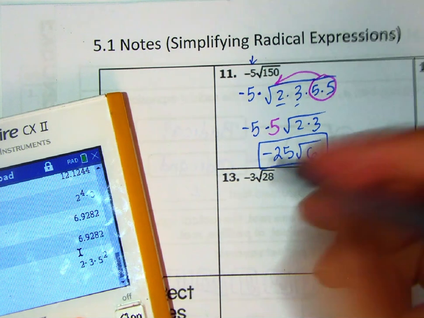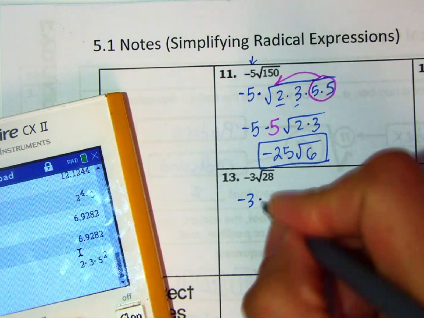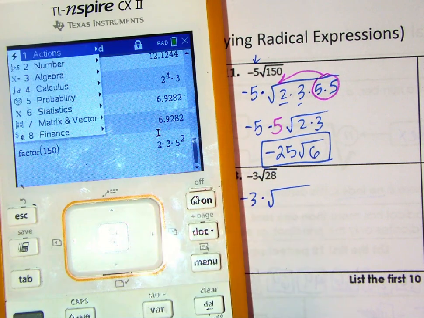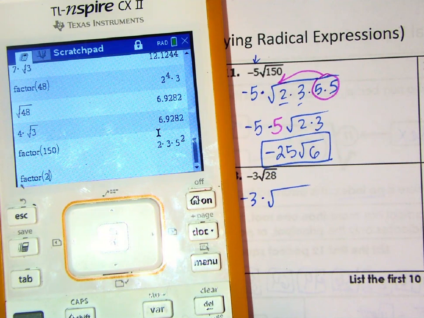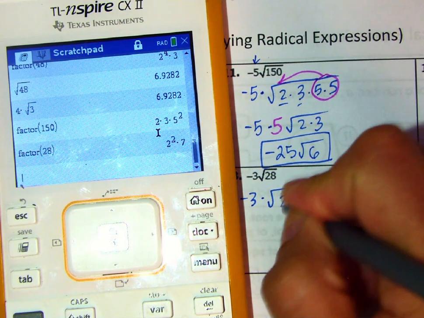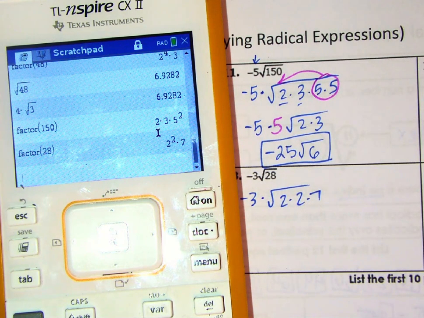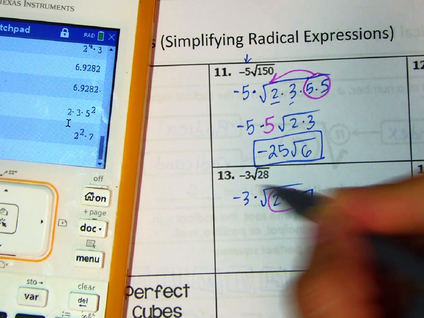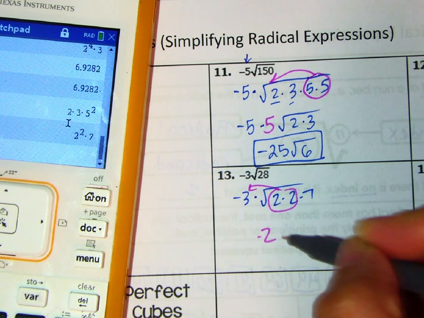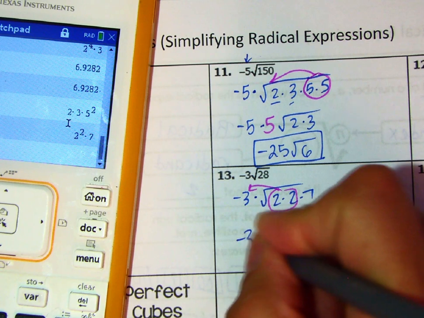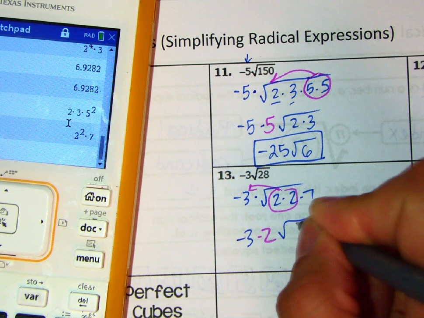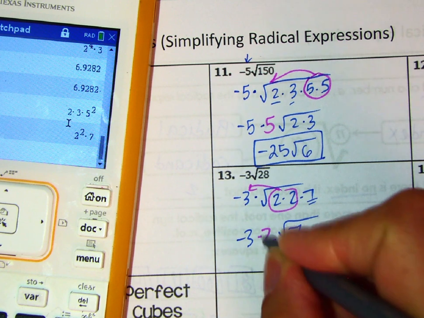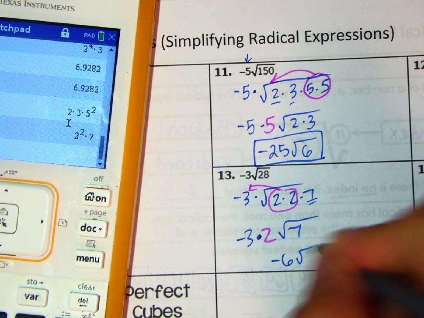Okay, for the next one, we have -3 times square root of 28. If I do the factors, we do menu number factor, 28. Then I get 2, 2, 7. And then in this case, the 2's are the pair. Those come out. And then you have the -3 in the front. You have the 7 that stay behind. And the -3 times 2 is -6 square root of 7.